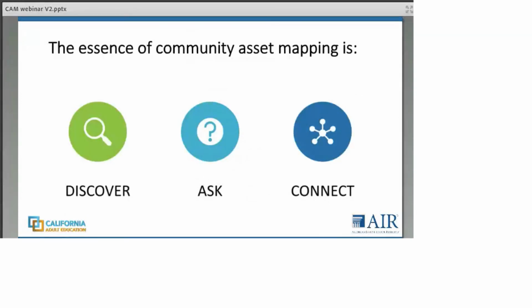So as I said when we started, the essence of community asset mapping really covers these 3 pieces: discover, ask, and connect. If we're all in education, we kind of know what a KWL is, and we use that in our classrooms with students. Well, instead of thinking about a KWL, know, what, learned, you can think of this instead as a DAC, discover, act, connect. Discover is what did you learn in the process and what do you want to learn in the process, but what did you learn?